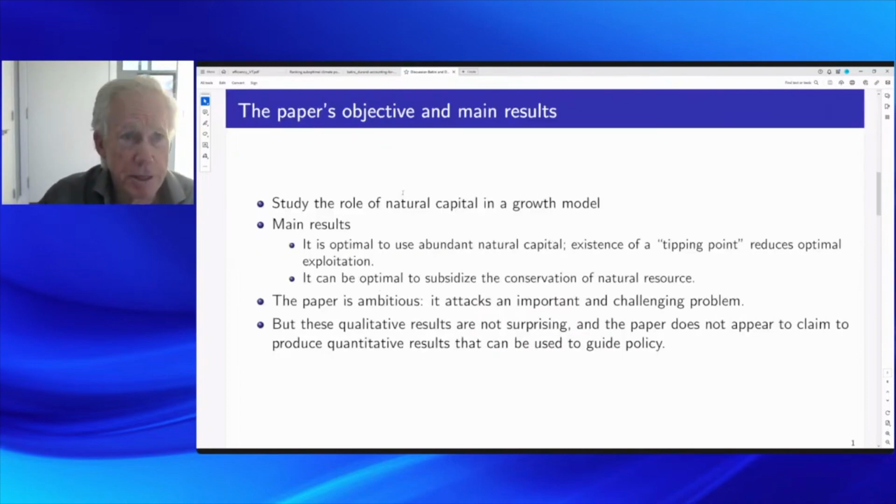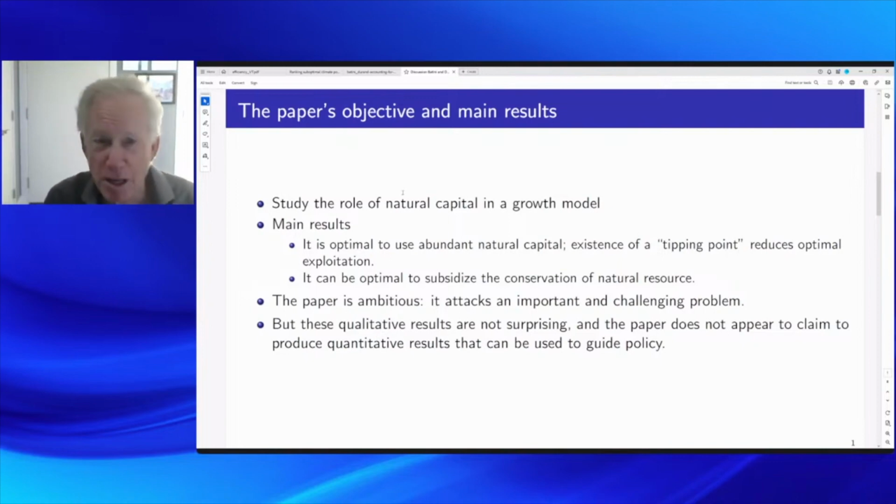So the paper sets out to study the role of natural capital in a growth model. It shows that it's optimal to use natural capital provided that the initial stock is sufficiently abundant and the existence of a tipping point typically reduces the optimal exploitation. Under some circumstances, it's optimal to subsidize the conservation of natural resources. So it's certainly an ambitious paper.